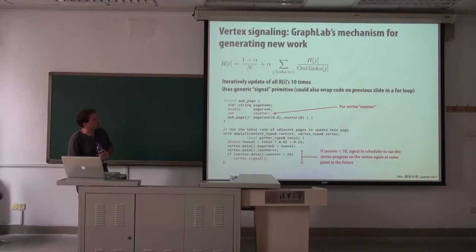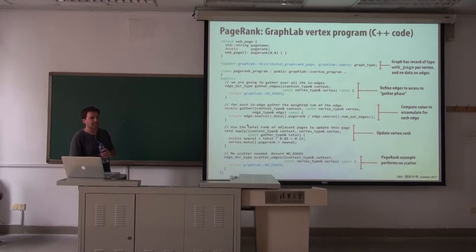So this is how I would implement PageRank in GraphLab. And then the runtime can parallelize this over a bunch of computers. It can parallelize it over a big single parallel computer, because all the dependencies and all the data access are done by GraphLab, not by my code. My code is just regular C++.